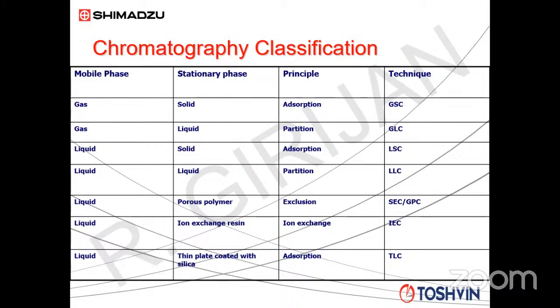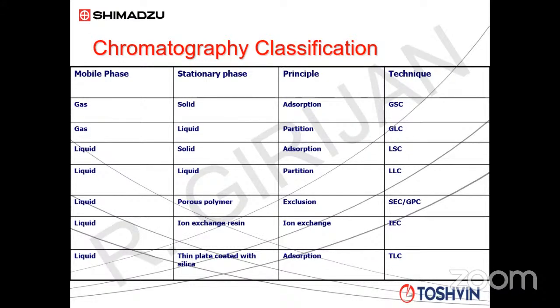When it comes to liquid chromatography also, you are going to use a liquid as the mobile phase. You can use a solid as a stationary phase. Again, the principle is adsorption, and the technique is LSC, liquid-solid chromatography. A silica column is a fine example. You must have listened to that in the morning session, the pre-lunch session. Again, we are going to use a liquid as the mobile phase and a liquid as the stationary phase. Then the principle is partition, and it is liquid-liquid chromatography, LLC.